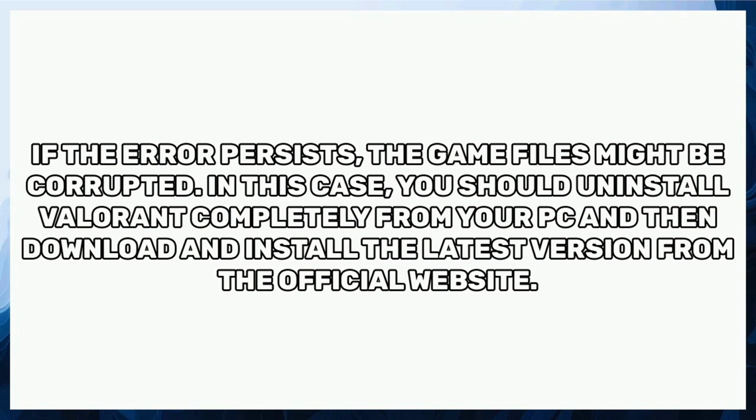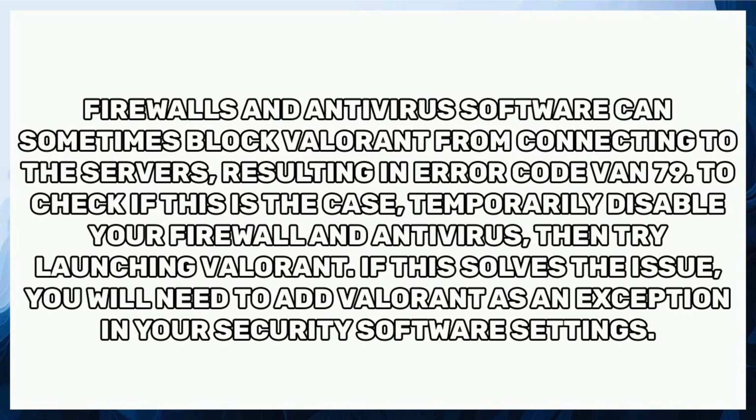In this case, you should uninstall Valorant completely from your PC and then download and install the latest version from the official website. Firewalls and antivirus software can sometimes block Valorant from connecting to the servers, resulting in error code VAN79. To check if this is the case, temporarily disable your firewall and antivirus, then try launching Valorant. If this solves the issue, you will need to add Valorant as an exception in your security software settings.